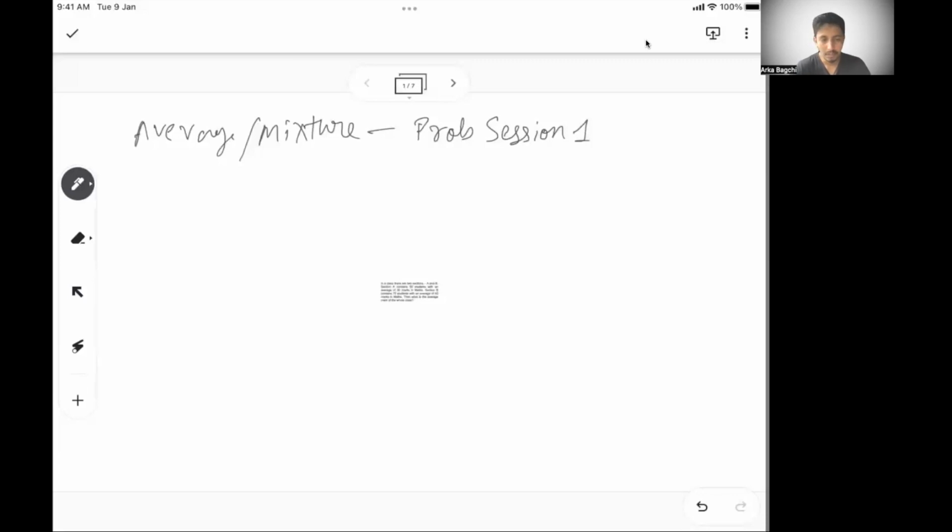Having said that, there are certain problems from this session that have also appeared in the CAT earlier. This session focuses on foundational understanding through problem solving, and we'll try to revisit what we learned in the previous session in terms of average and mixture. So with that, let's get started with the first problem of the day.